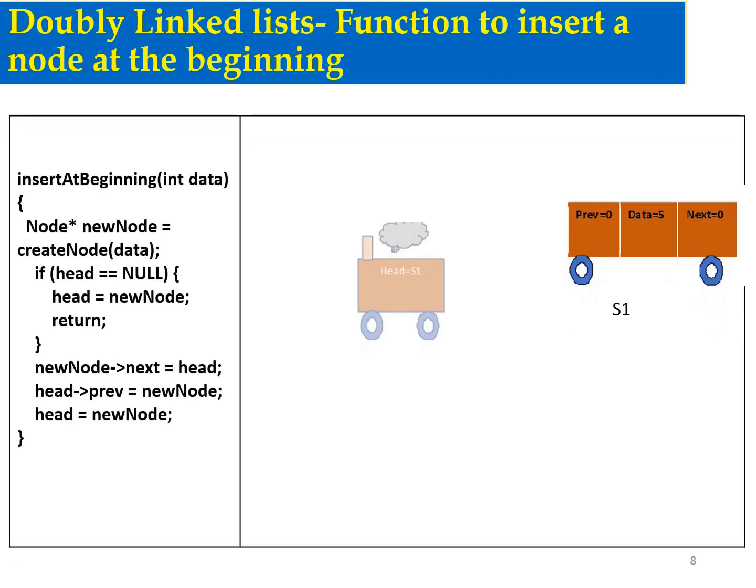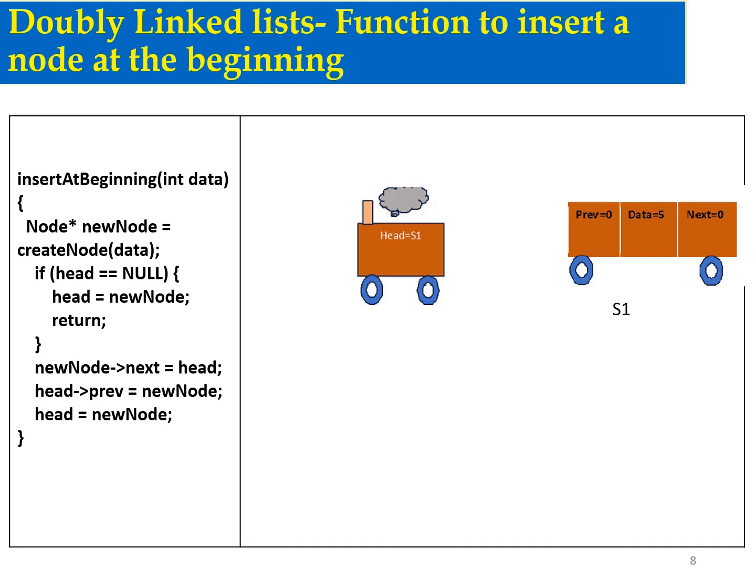How to connect this head and S1. So the first compartment of this train is S1. Now I'm trying to connect this head to this. So node star new node, create node. If head is equal to null, so initially it is null. Now I'm connecting head to S1.